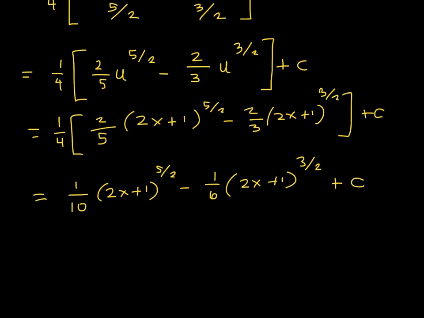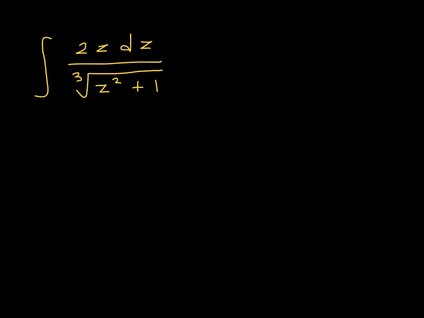All right, let's look at one more, shall we? So what about the integral of 2z dz over the cube root of z squared plus 1? I want to illustrate here that there are different substitutions you can make. So imagine if we say let u, my instinct says go for the radicand, so z squared plus 1. Let's see what that leads us to, all right?